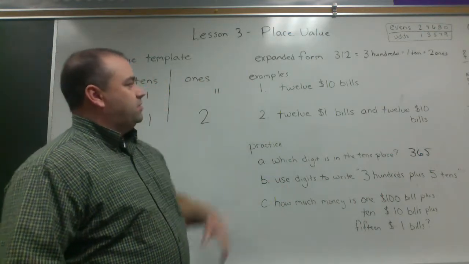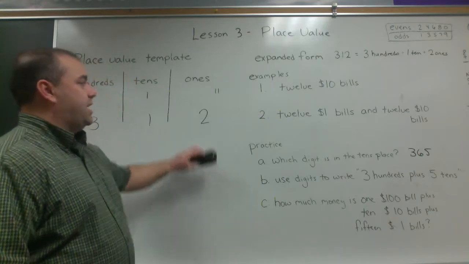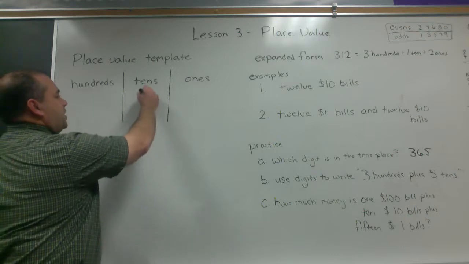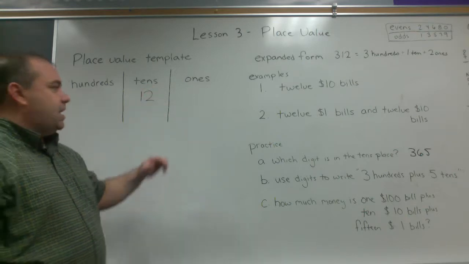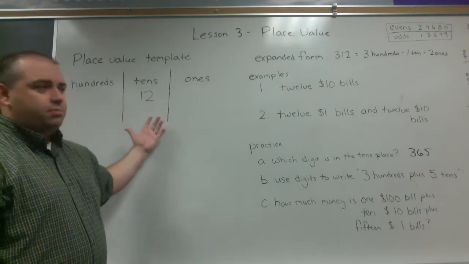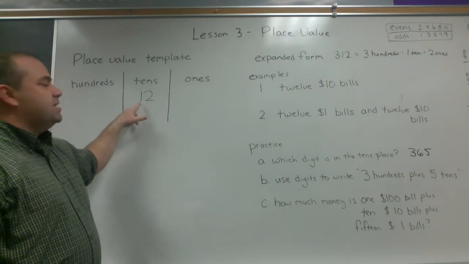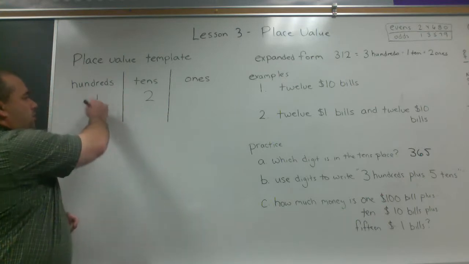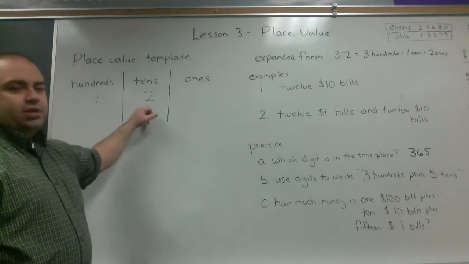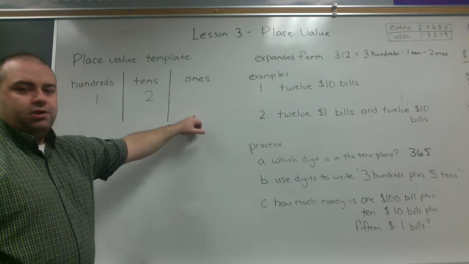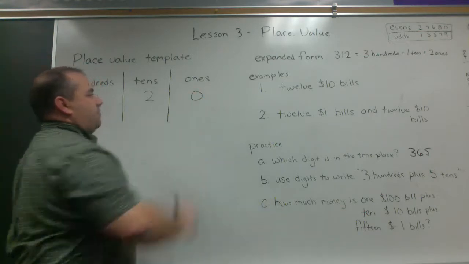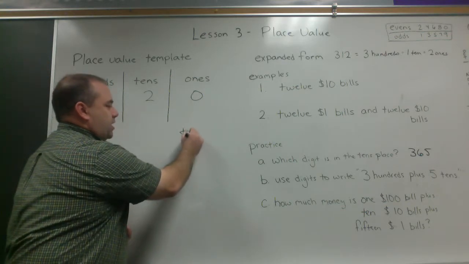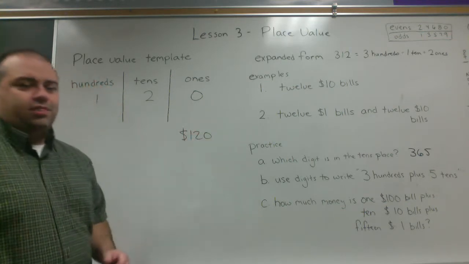Here are a couple of examples for us to try. What if we have 12 $10 bills? So this is similar to our 12 ones, but if we have 12 tens right here, that's no good because we can't have 12 in here. There's only 1 digit that belongs. So what I would do is I'd take 10 tens, which would be the same as 100, and I'm going to move it over here. So now I get 100, 2 tens, and there's nothing in ones, but I do need to put a 0 there. So we'd have $120 in this case. Make sure when you write dollars, you have your dollar sign in front of the number like that.